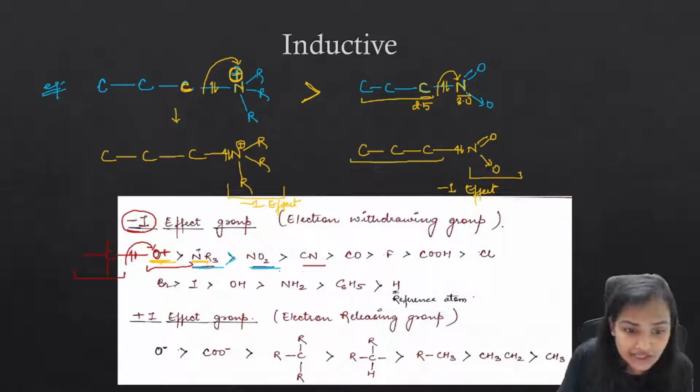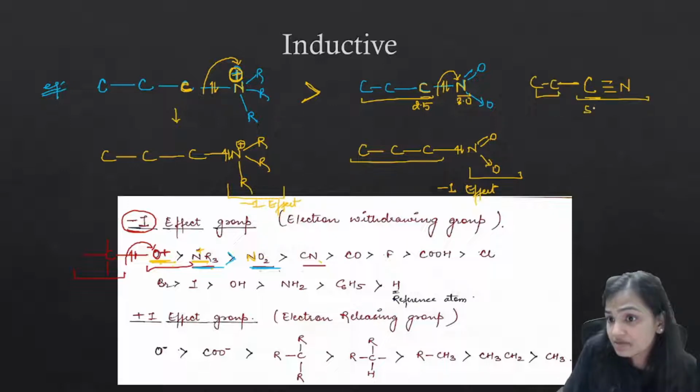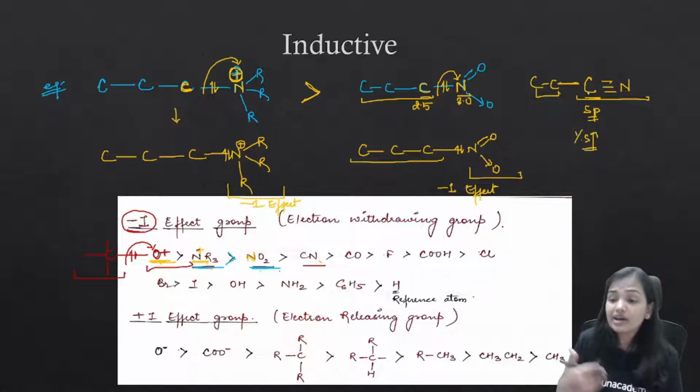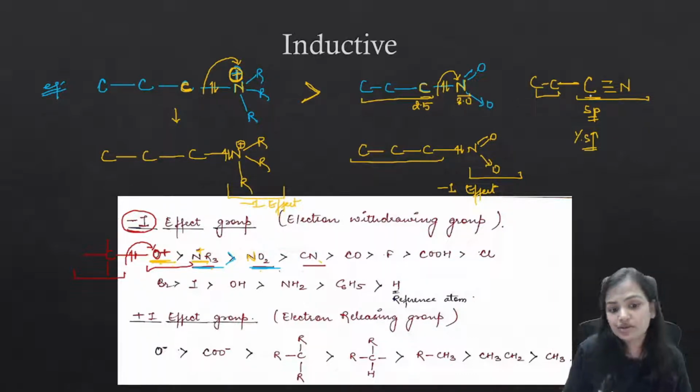Then comes NR3, then comes NO2. This is N positive and this is N neutral. If you compare cyanide, here we have a carbon with a triple bond to N. Let's say this is a carbon chain, and we have to compare between this and this. This is a carbon which is sp hybridized, so the percentage of s character is very high, because of which it is even more electronegative than the nitrogen. Yes, this carbon is even more electronegative as compared to the nitrogen.